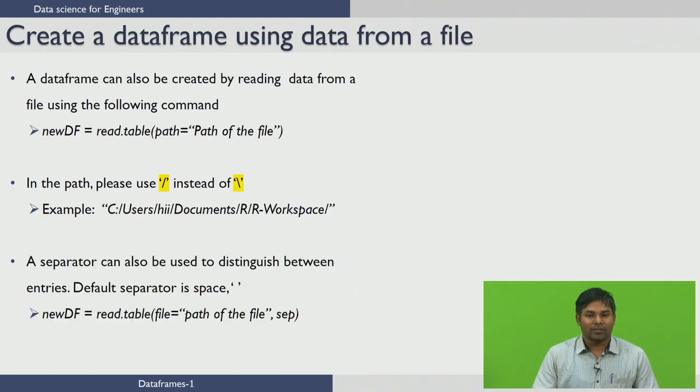A separator can also be specified to distinguish between entries. The default separator between the entries of data is space. This is how the syntax for importing the data and creating a data frame looks: new data frame is read.table, you specify the path of the file, and then you can also specify the separator used to separate the entries of data. The separator can also be a comma or a tab, etc. So, what we have seen here is that you can either create data frames on the go or use data that already exists in some format and use that to create data frames.